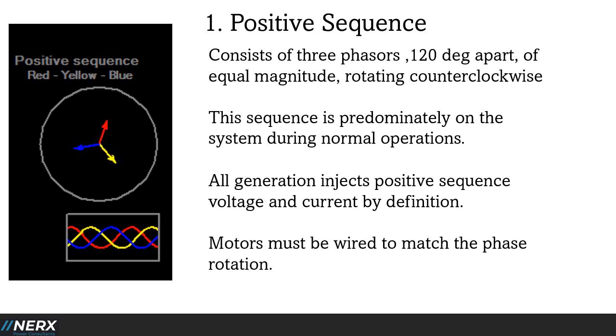Here is a description of the positive sequence component. It consists of three phasors of equal magnitude that rotate counterclockwise and are the predominant component on the grid during normal operations. The phase rotation convention, ABC or CBA, is arbitrary, but its convention must be followed by generation and loads.